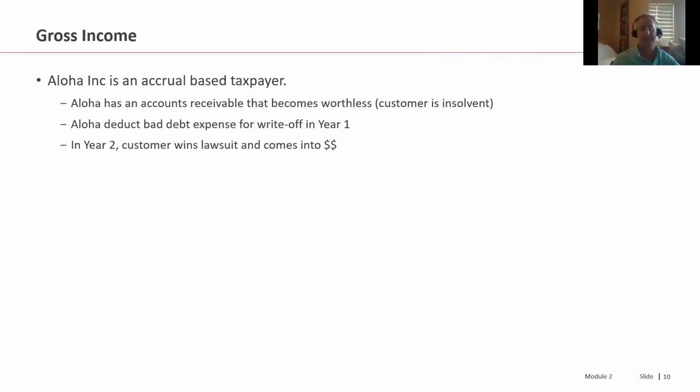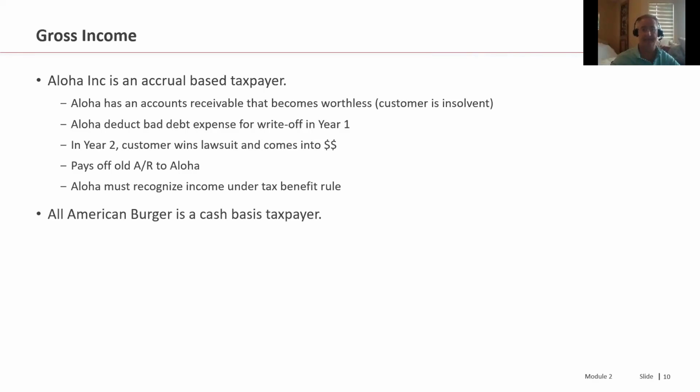In year two, for whatever reason, the customer wins a lawsuit and comes into a bunch of money. And, wanting to maintain decent relationships with their suppliers, they pay off the old accounts receivable to Aloha. So, of course, it makes sense that under the tax benefit rule, Aloha needs to recognize income, because they had a deduction, they had the benefit of that deduction, and now they have to add it back to income. So All American Burger is a cash basis taxpayer.